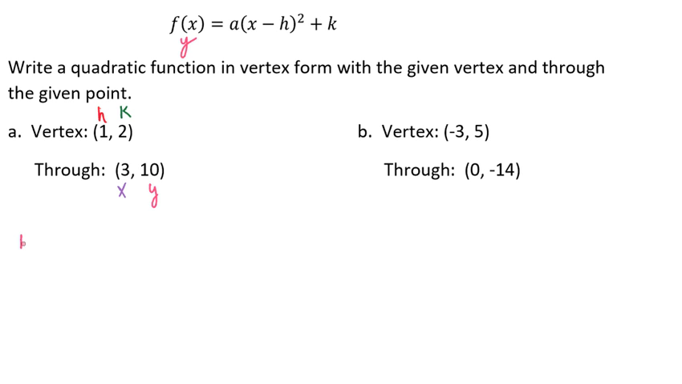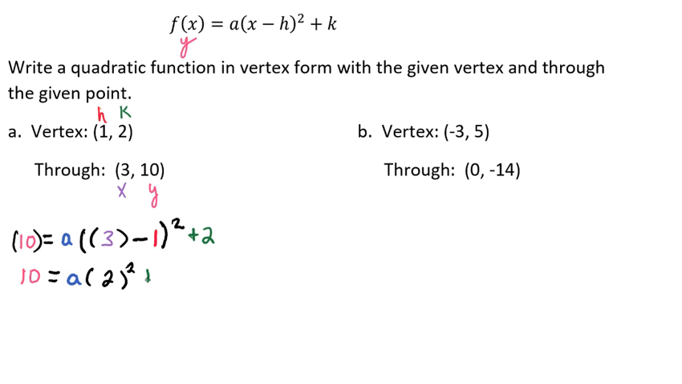So we're going to go 10 equals our a value times, in parentheses, our x, which is 3, minus our h, quantity squared, and then our k value, which is a positive 2. As we work this out, we have 10 equals a times 2 squared plus 2. So we have 10 equals 4a plus 2.